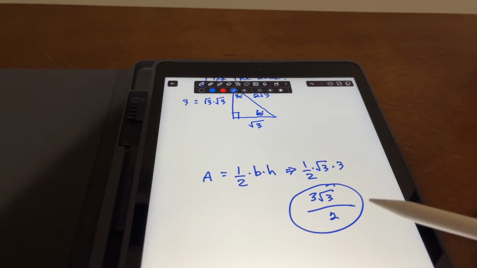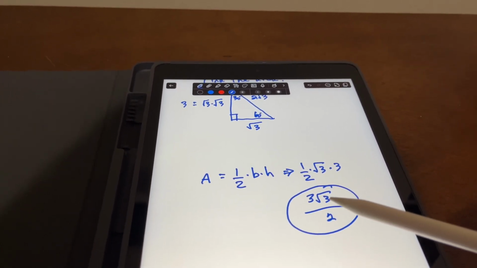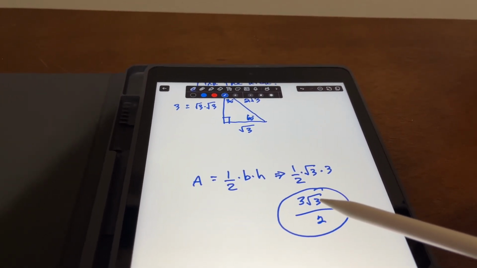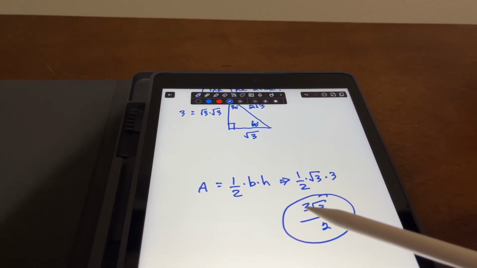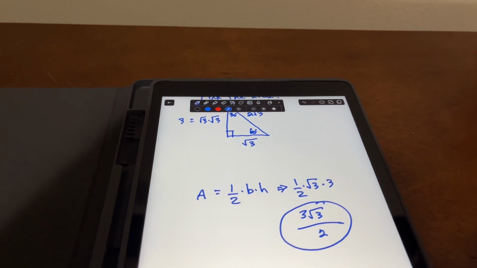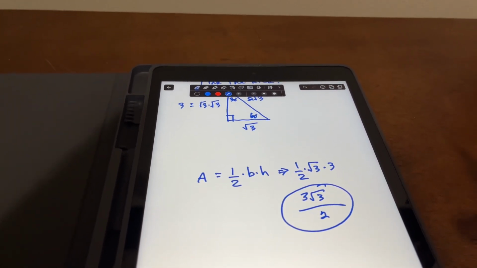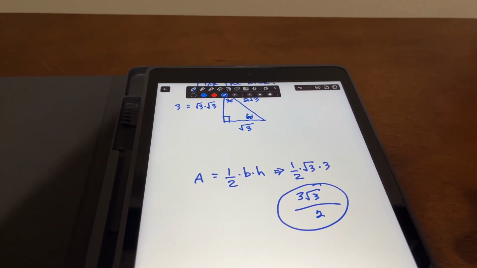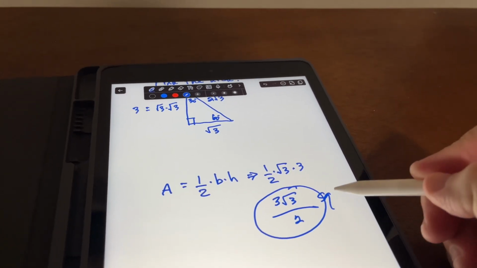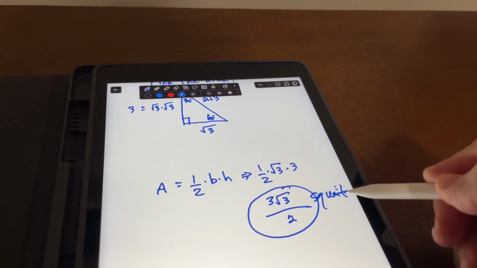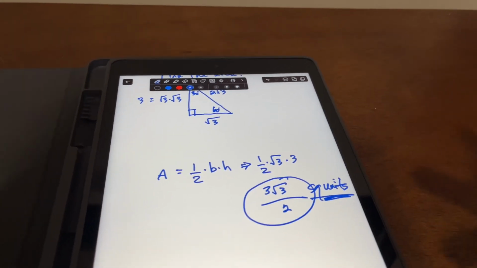And like I say, if you want a decimal answer, you could just figure out what the square root of 3 is as a decimal. It's like 1.732, something like that. And then multiply it times 3, and then divide it by 2, and you'll get a decimal answer. So this is how you find the area of this triangle. And by the way, since we're talking about area, this is going to be in square units. Square units, because it's area.